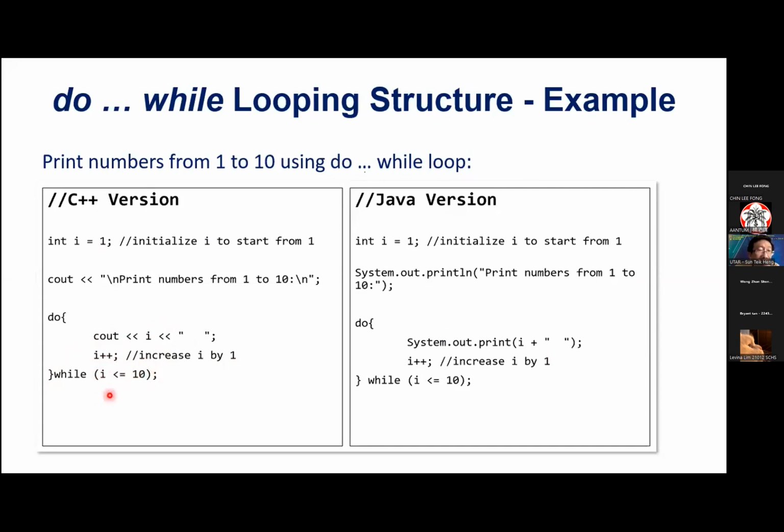If the condition is true, we will continue with the do while loop. So we'll repeat doing the same thing one more time. Then we'll check for the condition. If the condition is true, then we'll repeat the statements inside the do while loop until the condition here is false.